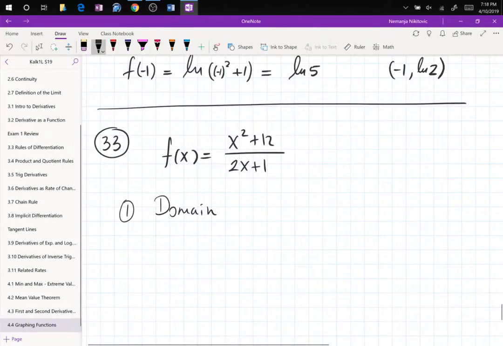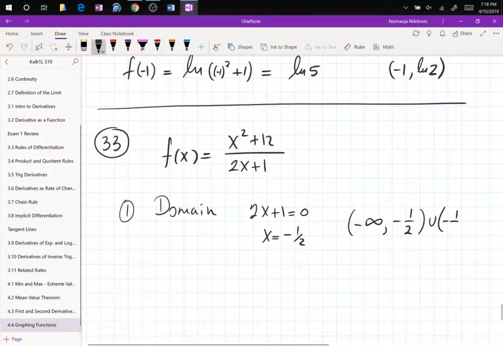Domain is going to be everything except negative 1/2. You take the denominator and set it equal to 0 to find the bad values, because you don't want the denominator to be 0. So when you solve this equation, x equals negative 1/2, your domain is negative infinity to negative 1/2 union negative 1/2 to positive infinity.